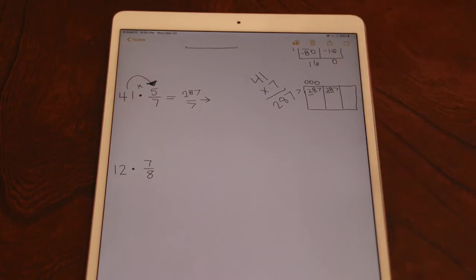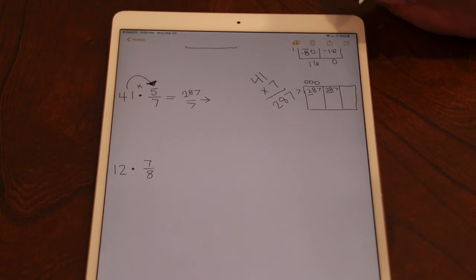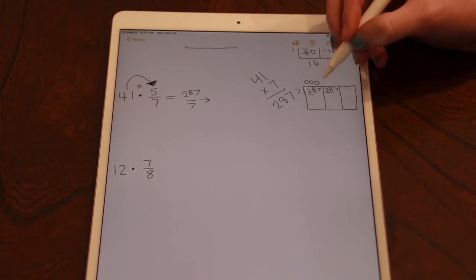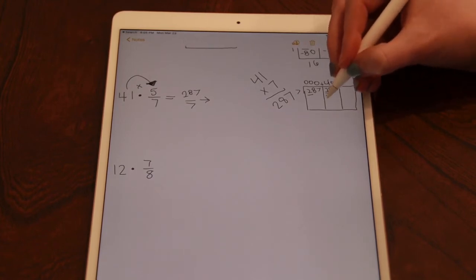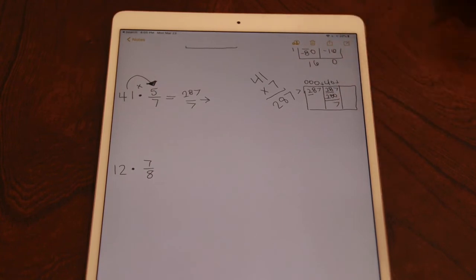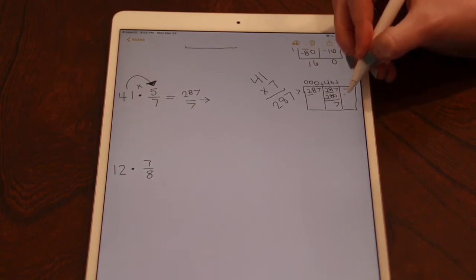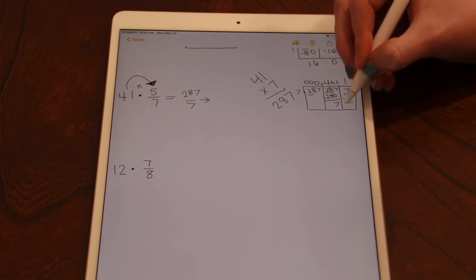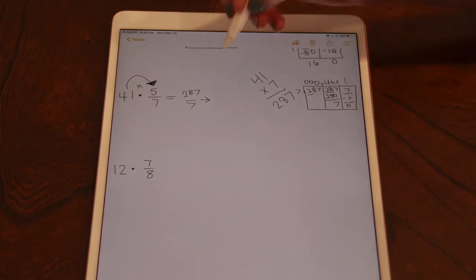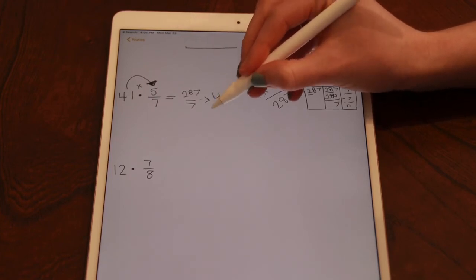Now I underline right here. And I have 28. Does 7 go into 28? Yes, it does. So it goes in there 4 times. So I know I put 280 and I subtract and I get 7. And I bring that on up here and I underline the ones place. 7 goes into 7 1 time and it goes in evenly. So my answer would be 41.